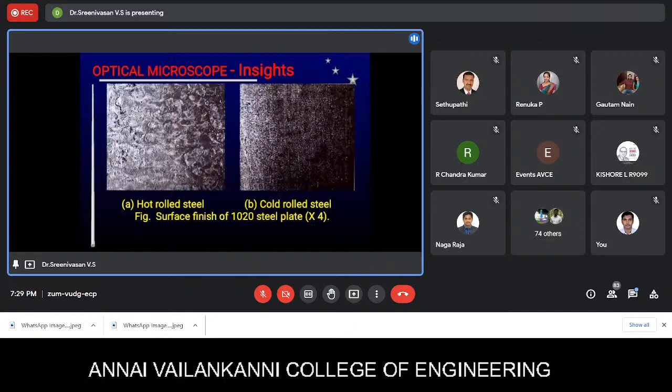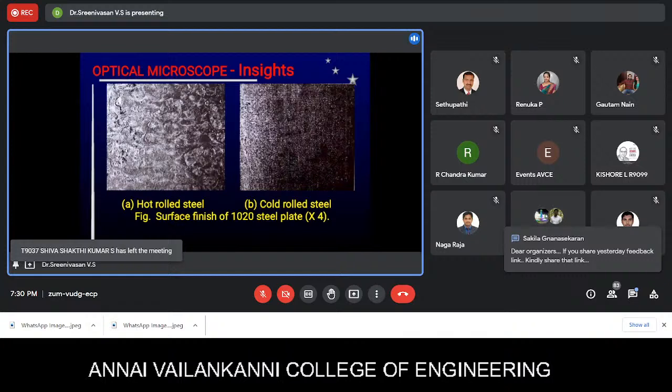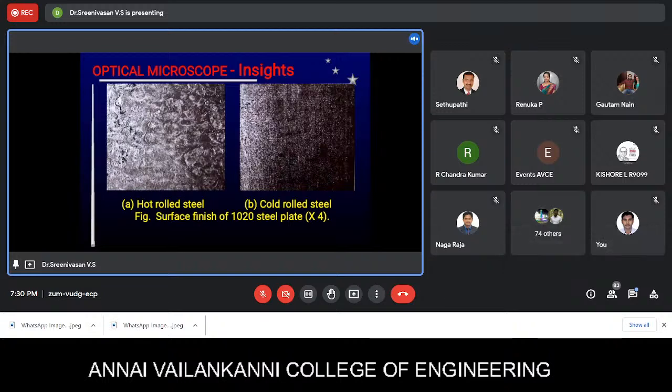Similarly, the surface finish of a specimen can also be identified with the assistance of optical microscopy. Here is a steel plate processed by two different methods: one by hot rolling and another by cold rolling. The hot rolled structure has a rough surface finish, and the cold rolled steel, when compared to the hot rolled steel, has a fine finish.